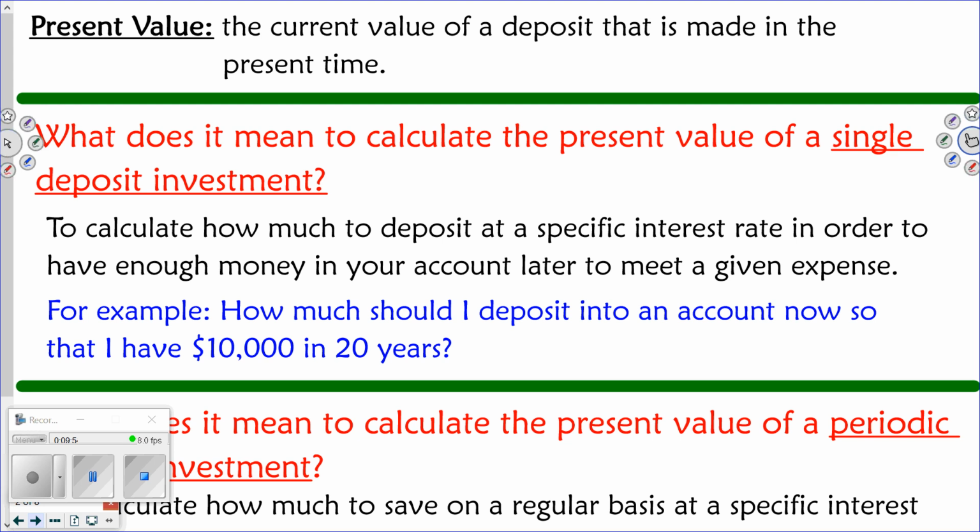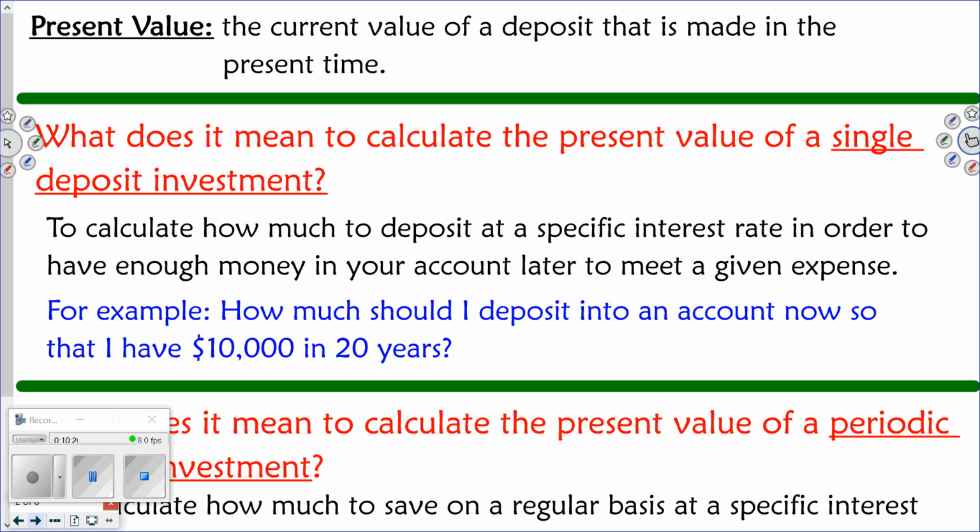All right, guys. So get your green papers out in front of you because we're going to make some notes on these too. So present value. So these are both listed as present value formulas. And again, sometimes in my mind I think of these backwards. So present value is the current value of a deposit that's made in present time. So I'm depositing money now so I can have a specific amount in the future is what we're looking at. So what does it mean to calculate the present value of a single deposit investment?